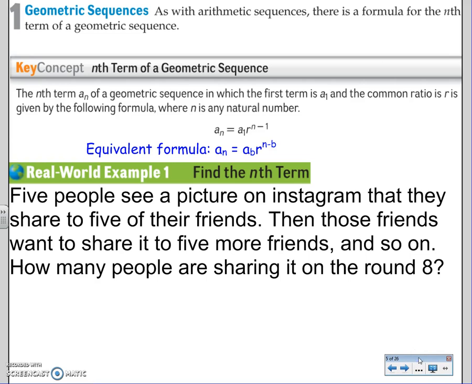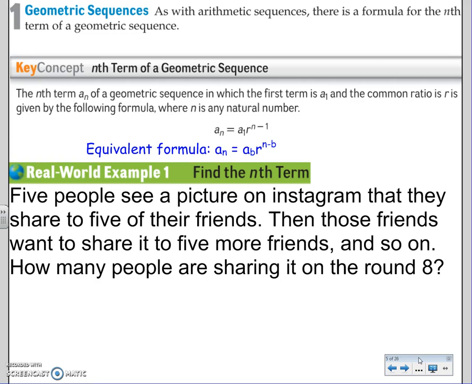So just like arithmetic sequences, there's a formula to find the nth term of a geometric sequence. Here it is. You get the first term, a sub 1, times the common ratio r a certain number of times. To get the second term, you do the first term times r. To get the third term, you do the first term times r twice. So times r, then times r. Alright, there we have an equivalent formula. In case they don't give you the first term, they give you a sub b, you just change the 1 to b.